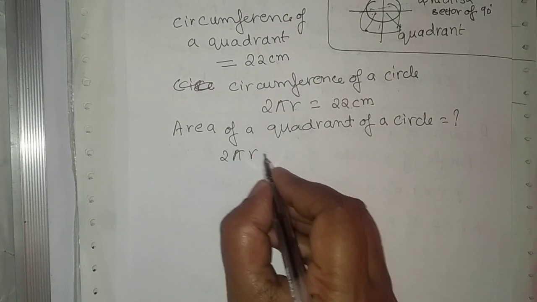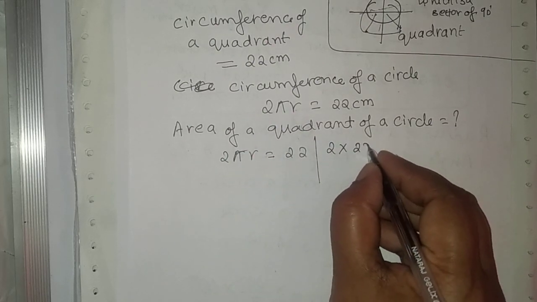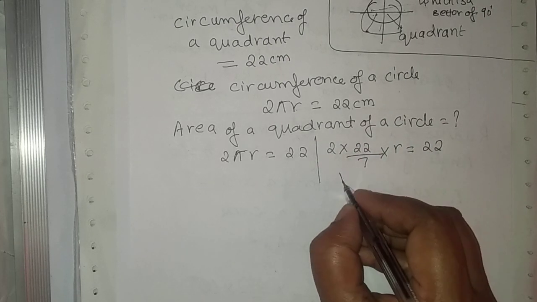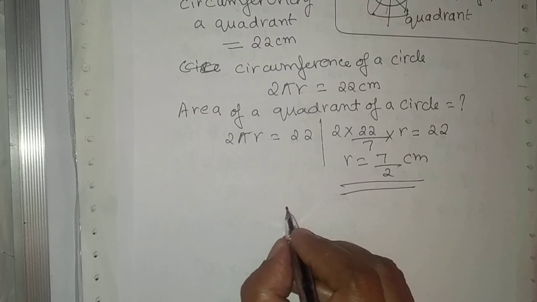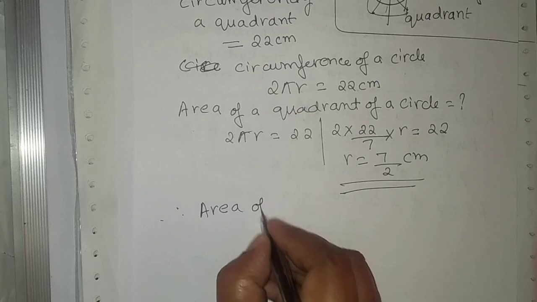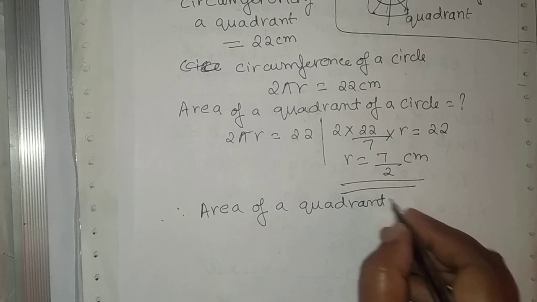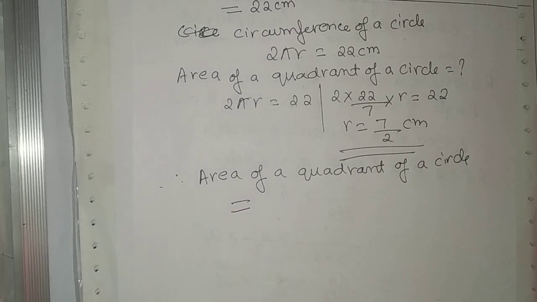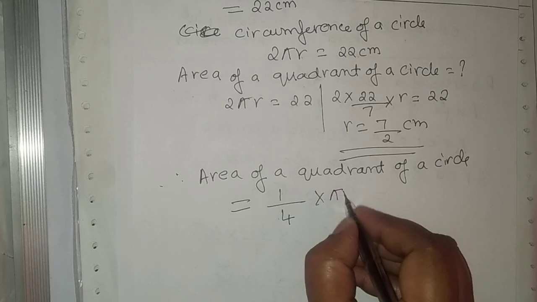Therefore 2 pi r is equal to 22. Substitute the values here, that is 2 into 22 by 7 into r is equal to 22. Simplifying, we'll get r is equal to 7 by 2 centimeters. So we got the radius here. Therefore next, area of a quadrant of a circle, the formula is given as 1 by 4 into pi r square.